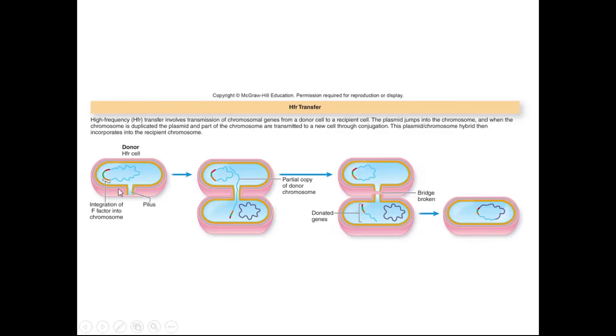Oh, here's another figure to explain just what I talked about. Here we can have the F factor that's been integrated into the host chromosome. That F factor can be transferred with a sex pilus, and then the recipient cell has the F factor incorporated into its chromosome, and all daughter cells will now have the F factor.